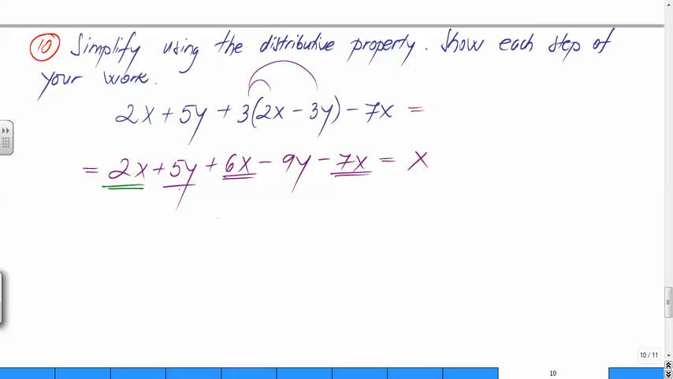Next one, 5y minus 9y. 5 minus 9, you change both signs on the number that gets subtracted. You have 5 plus negative 9. Because you're adding two integers with different signs, you subtract the small one from the largest one, right? 9 minus 5 is 4, and you keep the sign of the largest one. It will be minus 4y. And this is the answer to this problem.